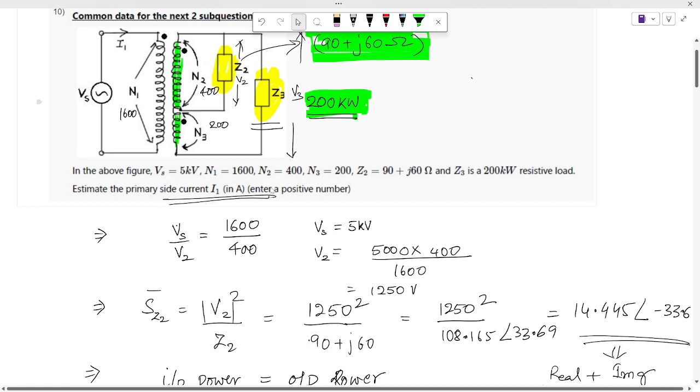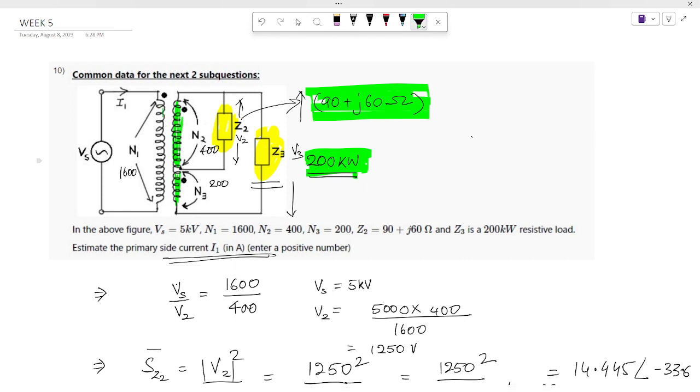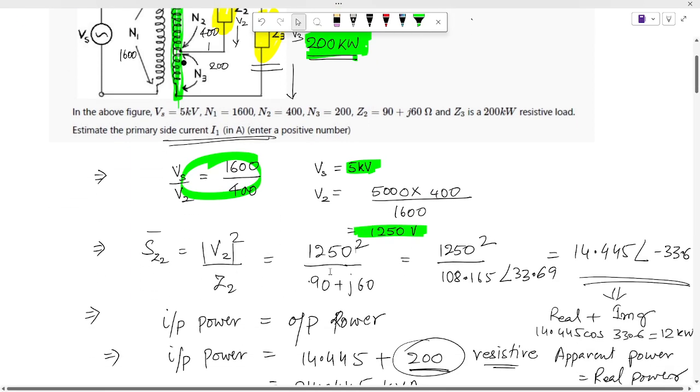What we need to do: the total number of turns in N1 is 1600, and the total number of turns in the entire winding, N2 plus N3, is 400 plus 200, that is 600. If we want to find the voltage induced across Z2, that can be found by the transformer turns ratio formula. The input voltage is 5 kV, and the output voltage can be found by the turns ratio formula, that is 1 to 50.